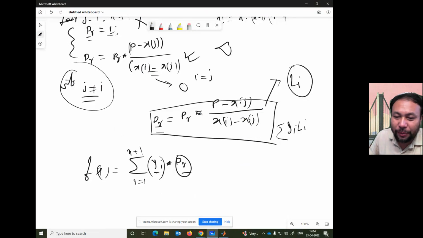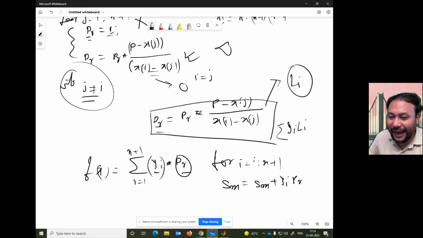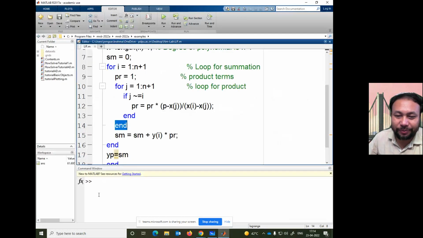Now the for loop will move. I is equal to 1 to n plus 1 will move. How will it move? What is sum now? Sum is equal to sum plus yi into PR. Then I can get the sum. Look here: sum is equal to sum plus yi into PR. Then this for loop will stop here.